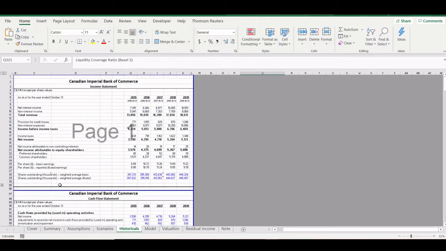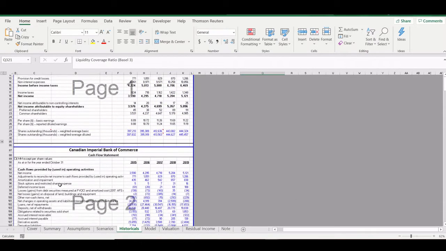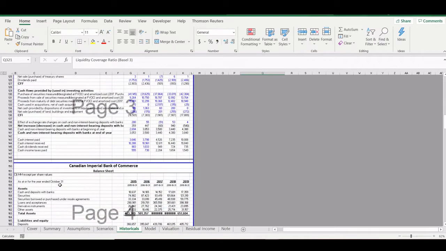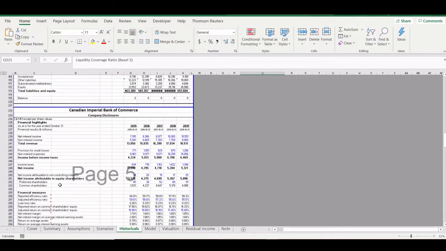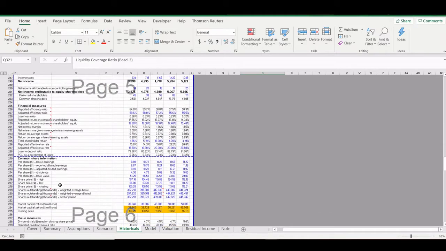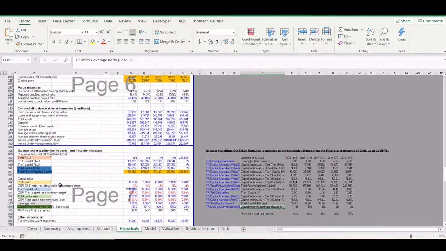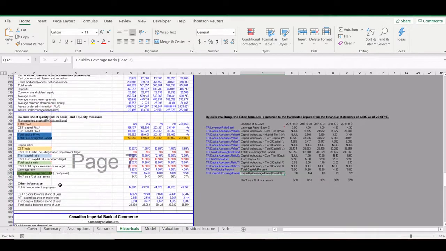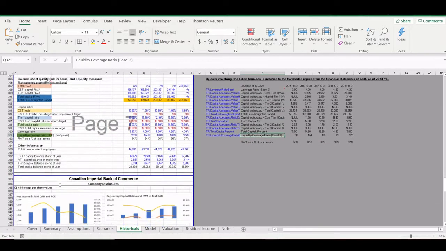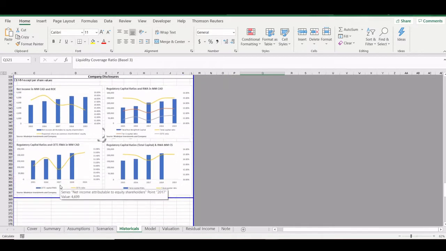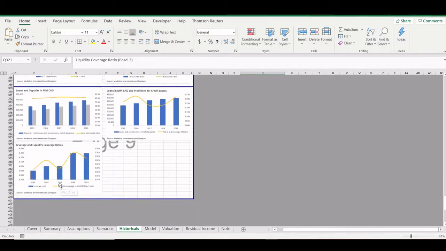A 5-year historical financial statement and resulting credit statistics, which include financial measures, value measures, on and off balance sheet information, balance sheet quality and liquidity measures, as well as a dashboard of historical performance and ratios.